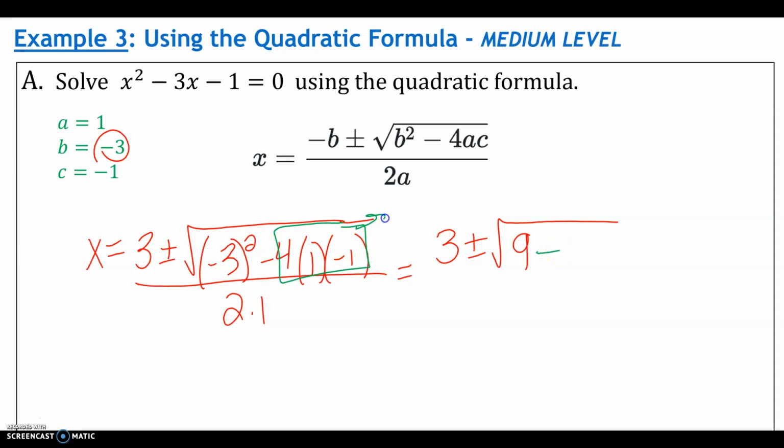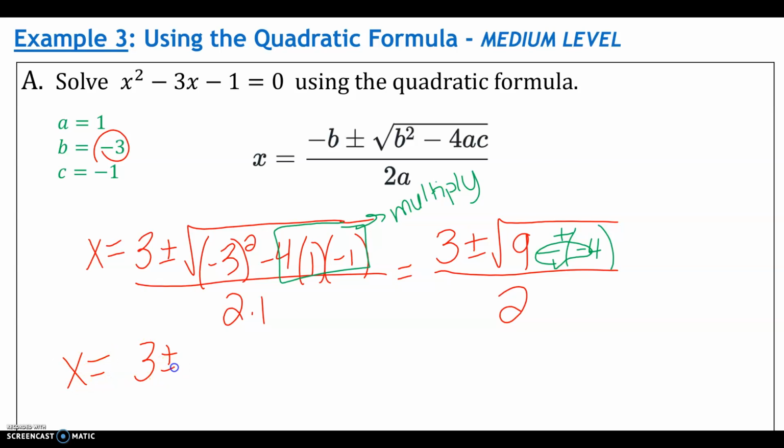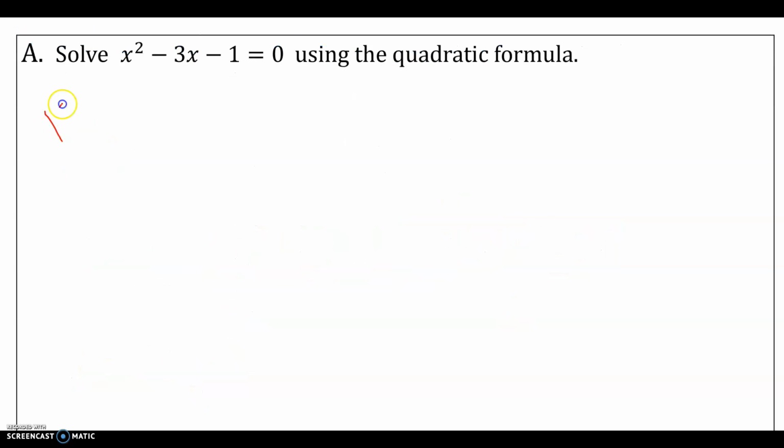a minus. We are going to multiply these together. So 4 times 1 times the negative 1 is negative 4. But then you guys know that that's actually going to end up to be a positive. And I'll fix that in a second. Divide by 2. So now we have x equals 3 plus or minus. And then we're going to get 9 plus 4 is the radical 13, all divided by 2. Okay, so let me just show you that on the next slide.